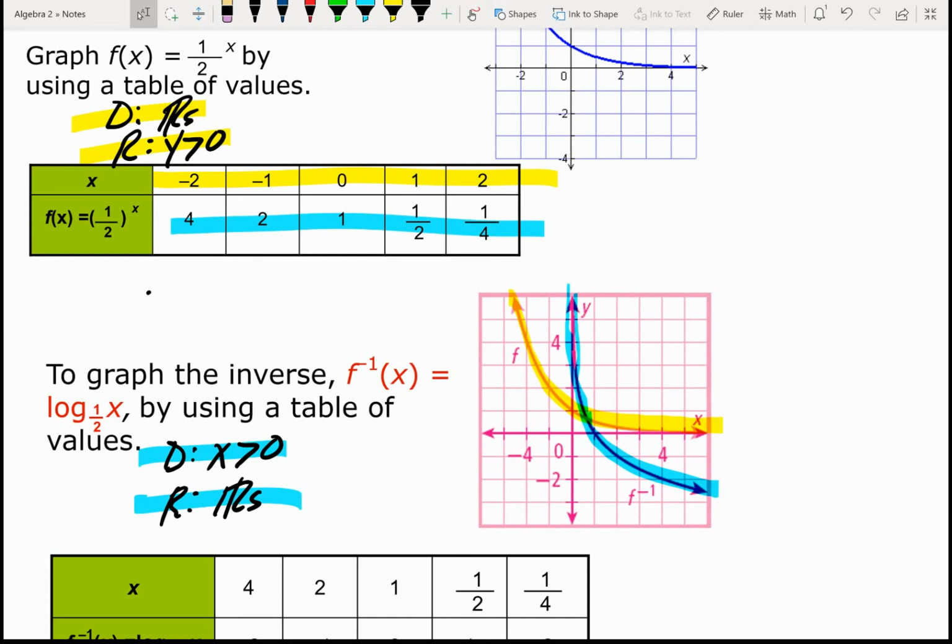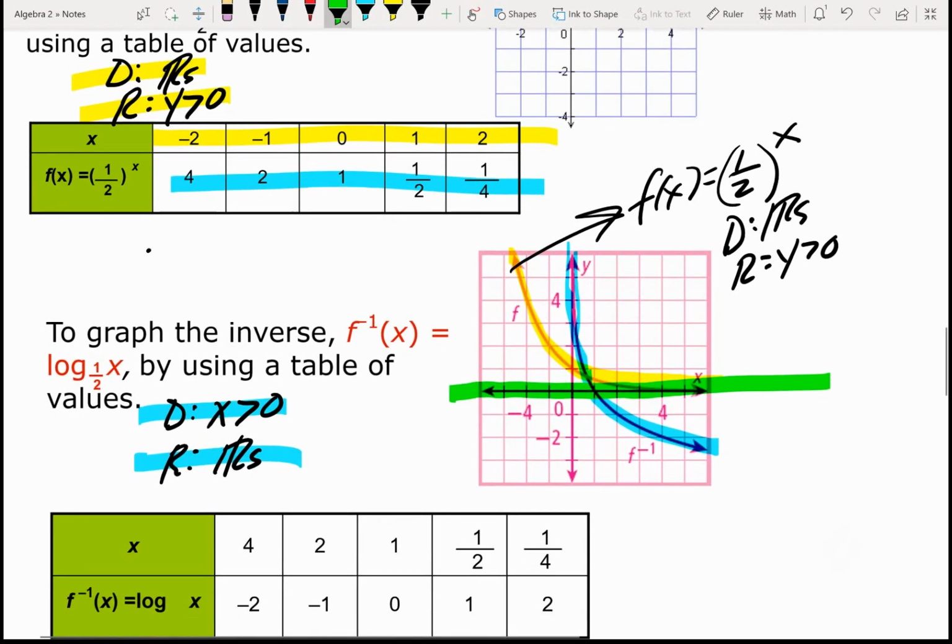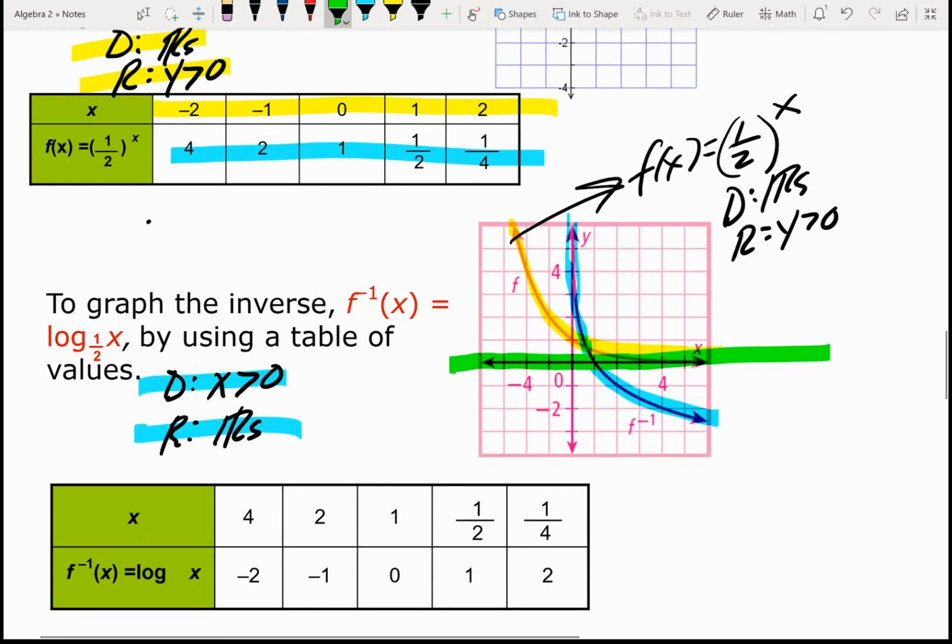And again, for that one there, so that's this function here. So this is the function f of x is equal to (1/2)^x. Again, the domain for that, as I've listed, will be all real numbers, but the range would be y is greater than 0. Again, we have a horizontal asymptote for that function here. And then when we graph the inverse, we switch the x and y's.